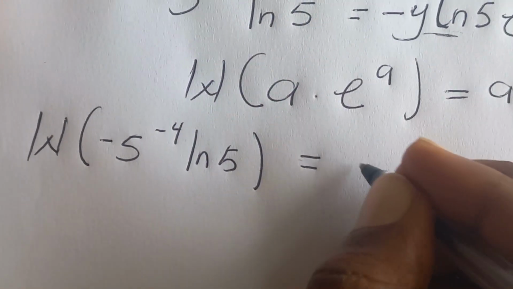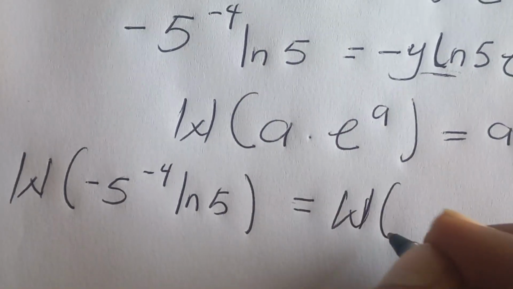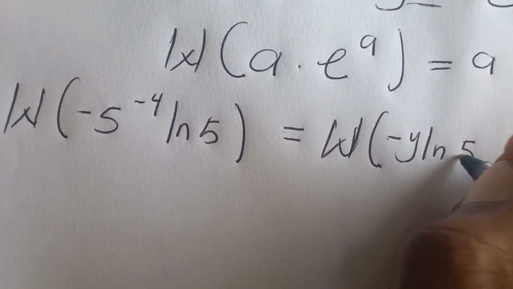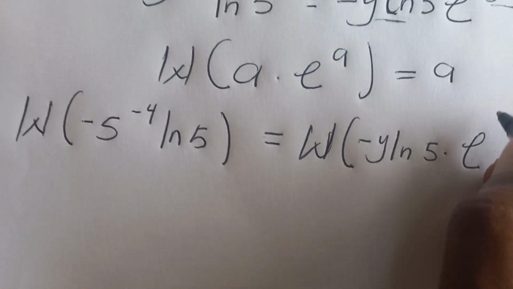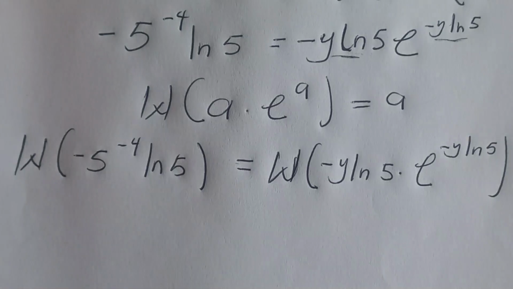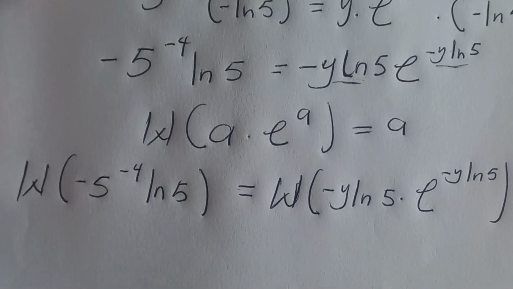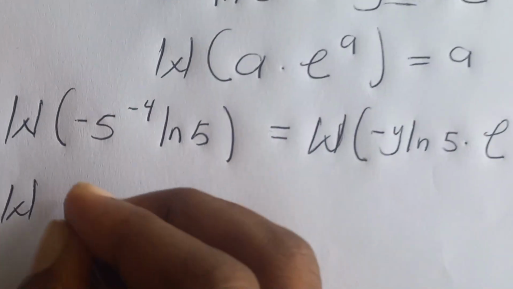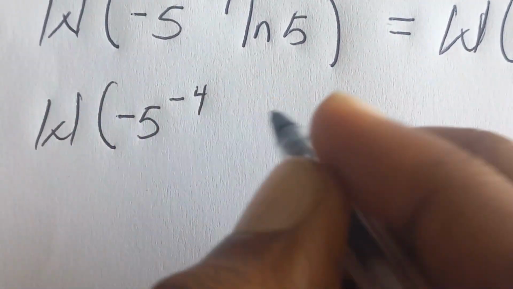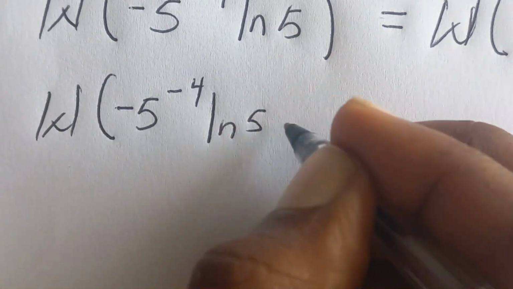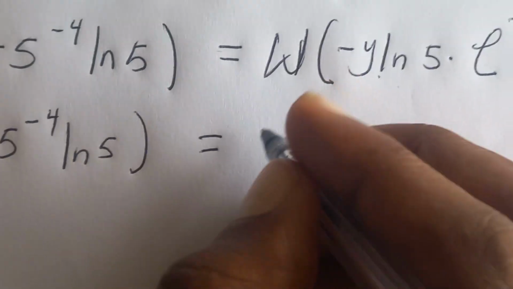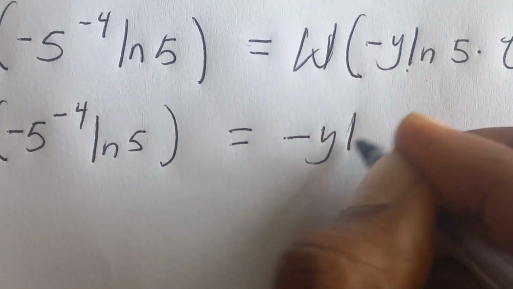which is equal to the Lambert function of negative y ln 5 multiplied by e exponent negative y ln 5. So now we have W function of negative 5 exponent negative 4 ln 5 is equal to, so this, the answer is negative y ln 5.